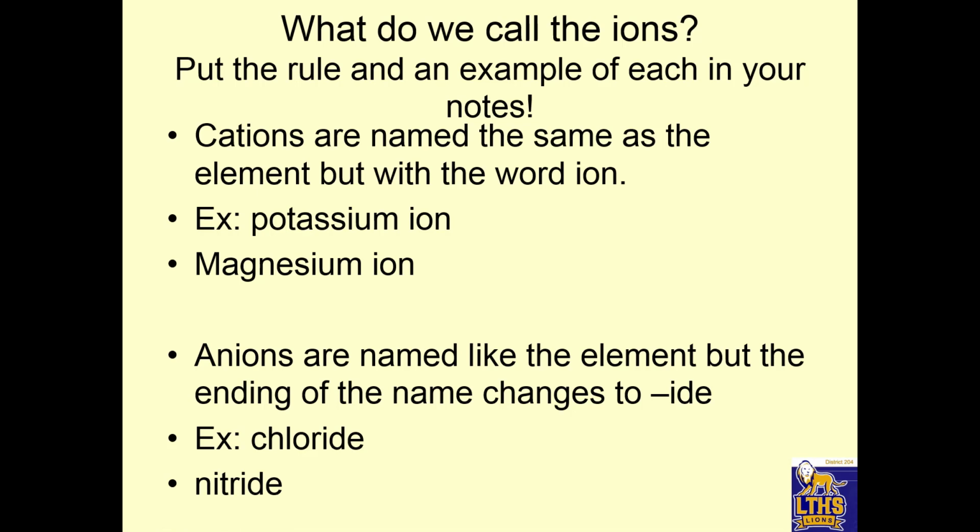All right, so what do we call the ions? We've got to put in some rules. Ions are the same name as the metal, but with the word ion. So potassium ion is K positive. Magnesium ion is Mg plus 2. You may be saying to yourself, where am I getting these charges? Periodic table, the ions they form.